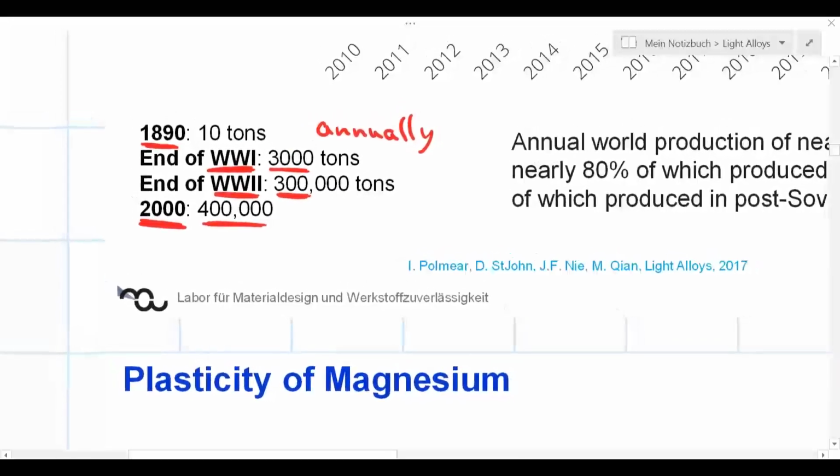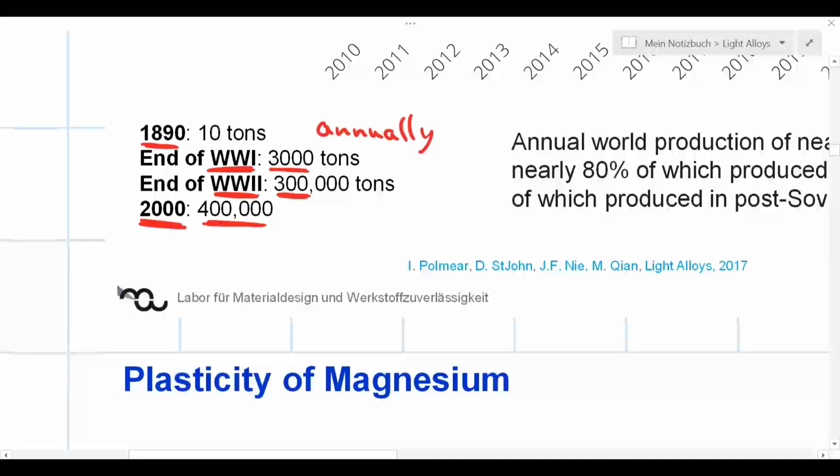And there were also some developments based on plastics and composite materials, where people started to put carbon fibers or glass fibers in plastics and increase their strength and their stiffness to levels comparable to those of magnesium alloys. So it increased to 400,000 tons.